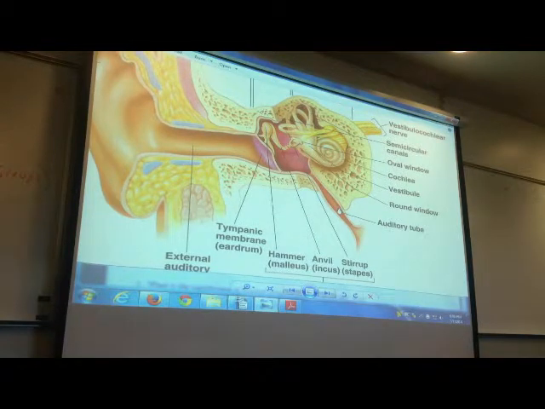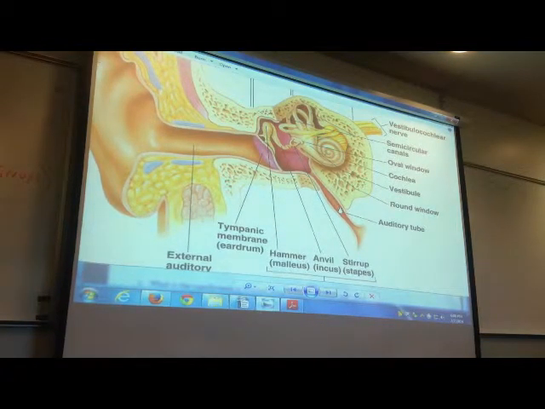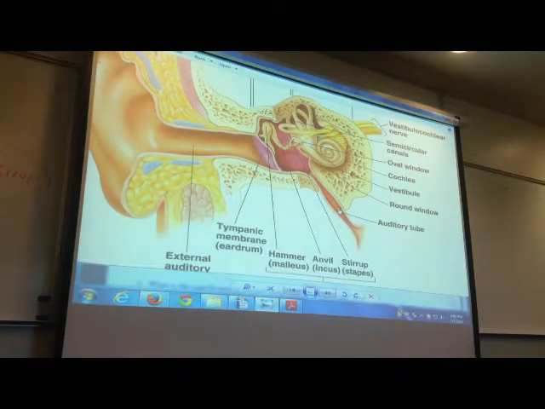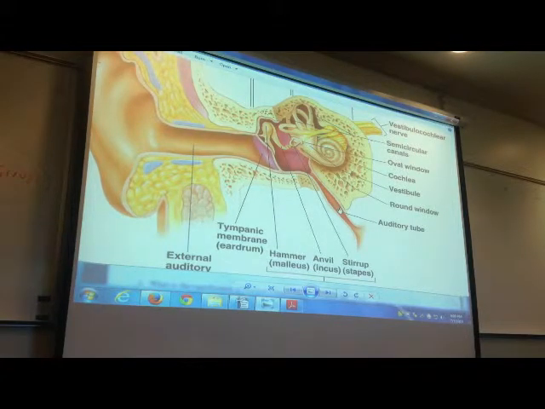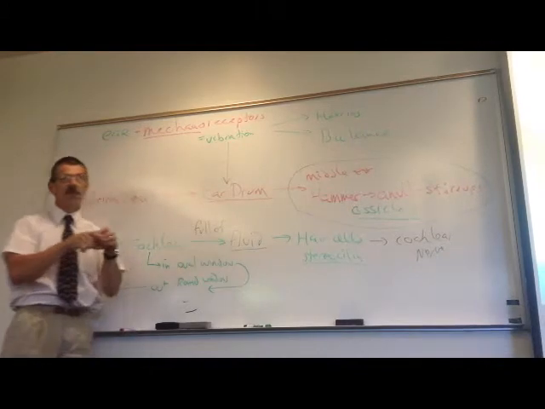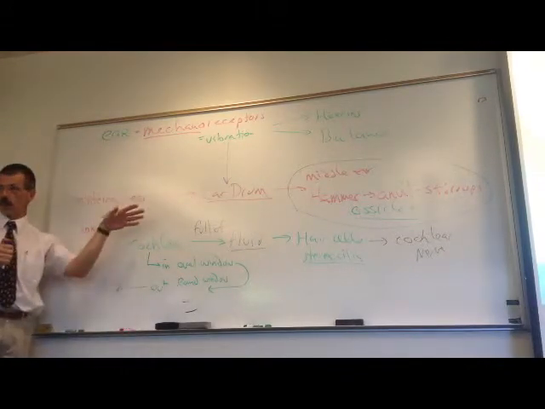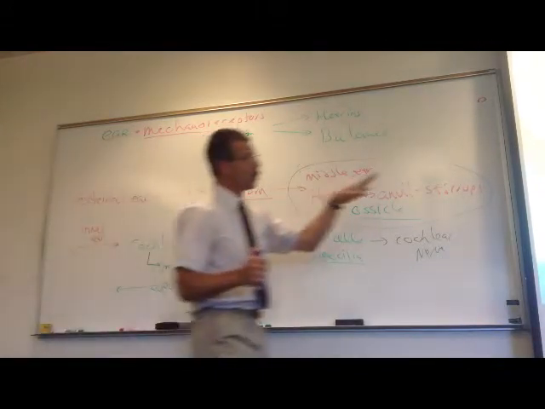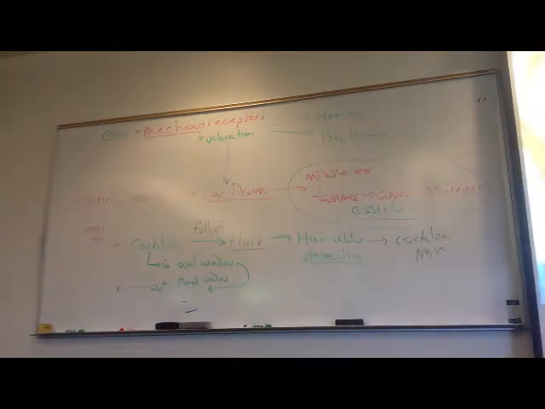Yeah. So what would happen if I have pressure on my eardrum? Could it vibrate? No. Right. So the trick is, for this to work, my eardrum has to be able to vibrate. And anything that could keep it from vibrating would stop you from hearing, right? So if you had fluid behind the eardrum, it wouldn't vibrate.